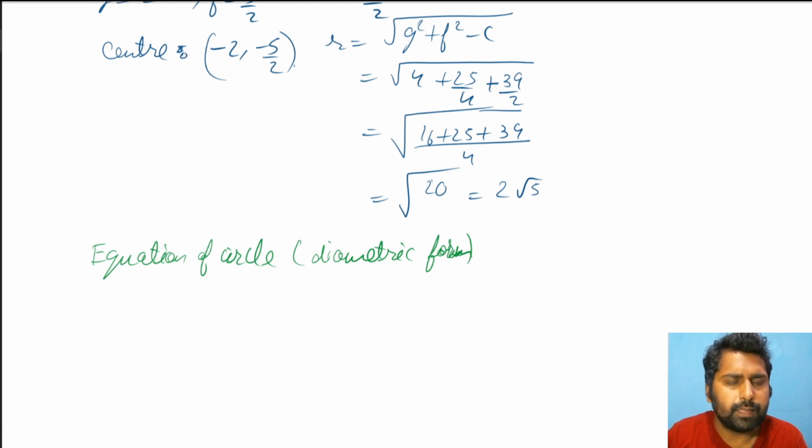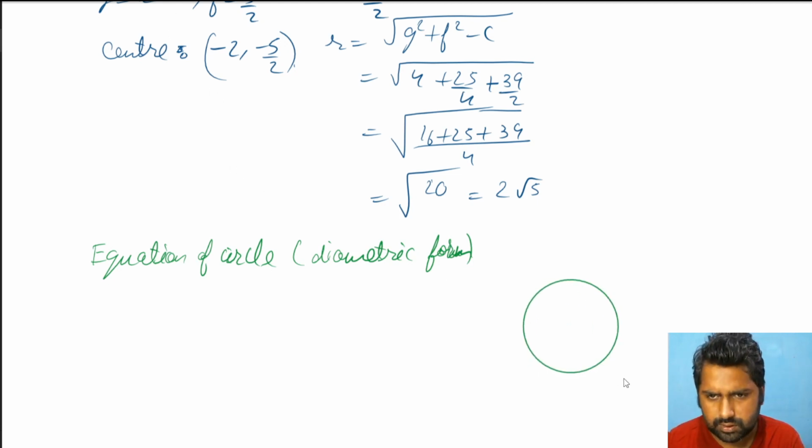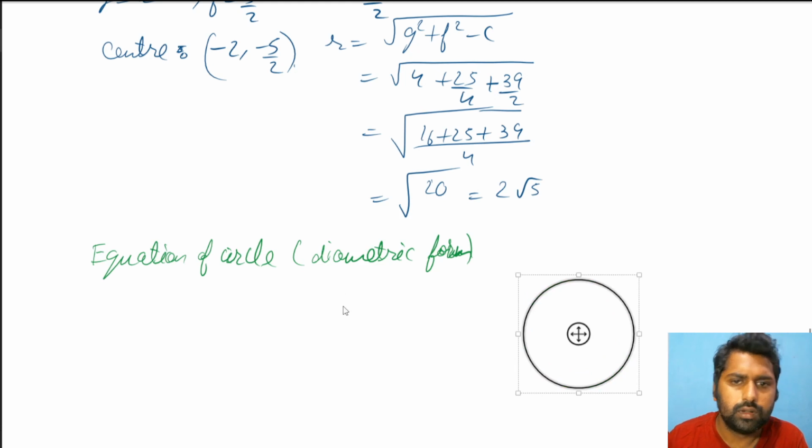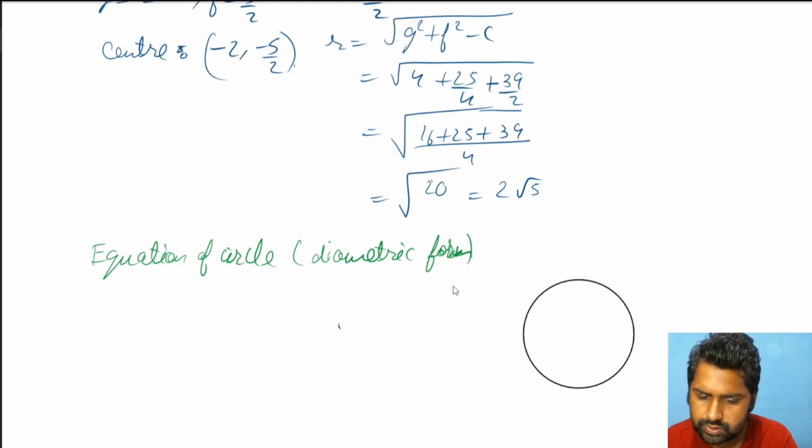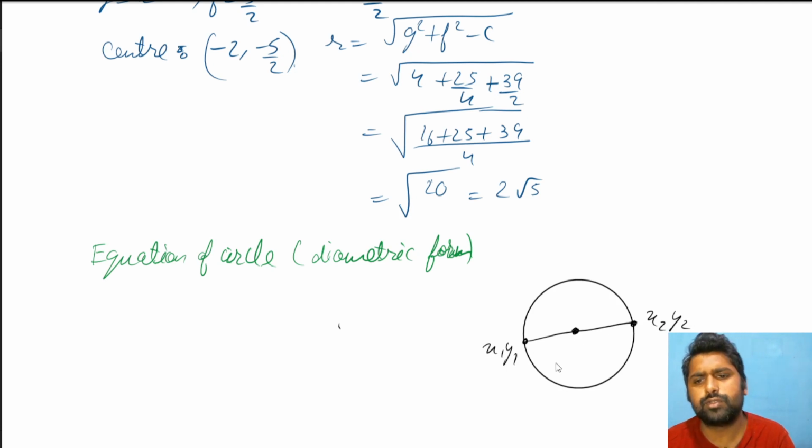First of all, let's understand the situation. You need to write the equation of a circle in which this time he has given you 2 points on a straight line. He has given you the endpoints of a diameter. This is x1 y1, this is x2 y2, and they are the endpoints of the diameter, and you have to write the equation of the circle.